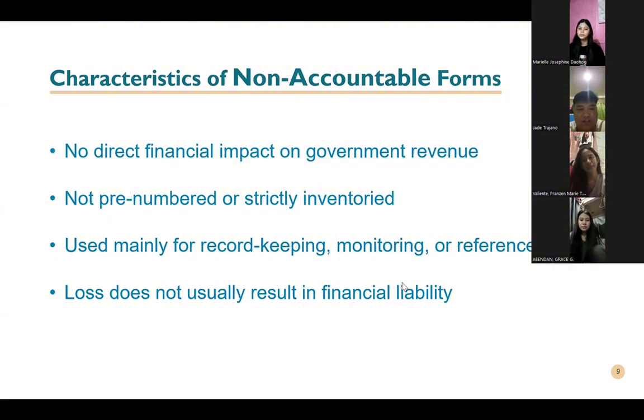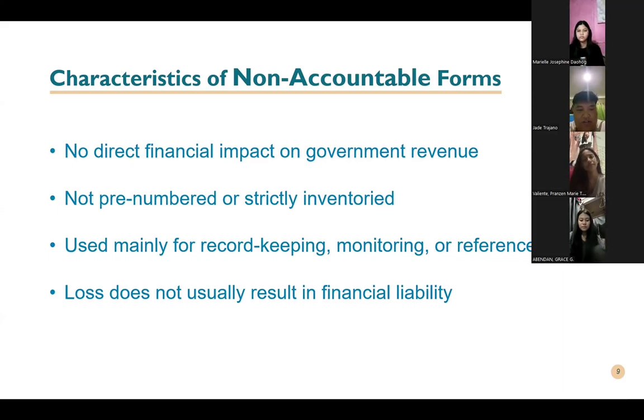The third is used mainly for record keeping, monitoring, and reference. They help offices keep organized records, monitor activities, and provide information when needed. Examples might include internal reports, request slips, or information sheets.